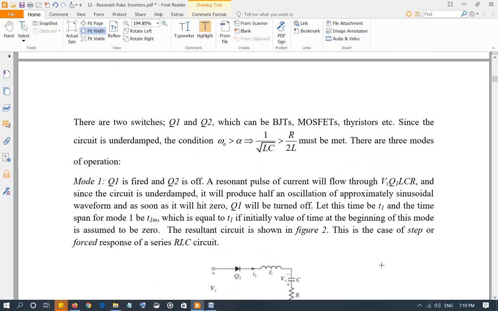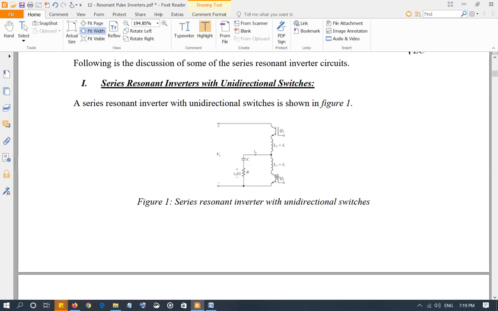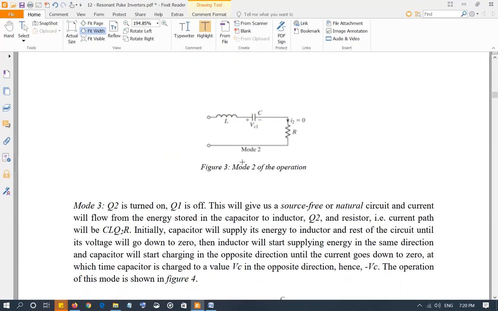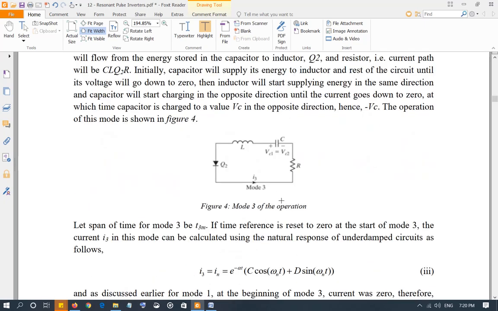Now after the dead zone, we are going to turn switch 2 on. Q1 is off now, we turn switch 2 on, and the capacitor has voltage. The source gets disconnected from the rest of the circuit as soon as you turn Q1 off. So Q2 is on, the capacitor has voltage, so the capacitor is going to start dissipating its charge through this loop. It's going to become a natural circuit, a source free circuit, which is shown right over here. This is node 2.